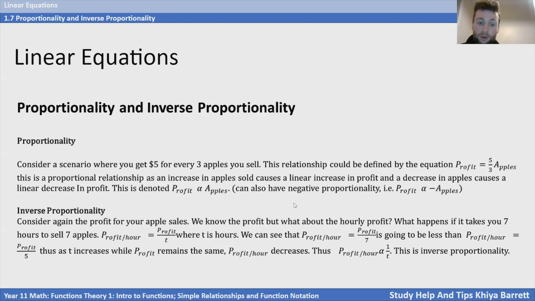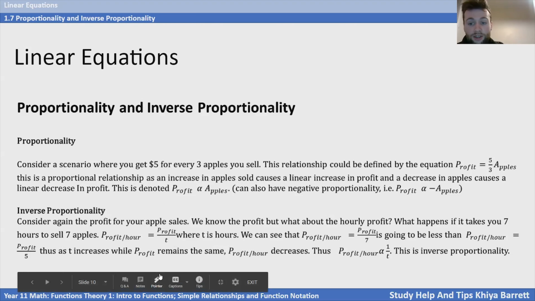And so you can denote this proportional relationship: profit is proportional to apples. And they've used the alpha sign here. So this is the Greek sign alpha. And I think it looks pretty good and does a very good job of showing that they are proportional. I think it shows a good association. I like it. I think it's a good symbol. And you can also have negative proportionality. This is not inverse proportionality. This is a different thing.